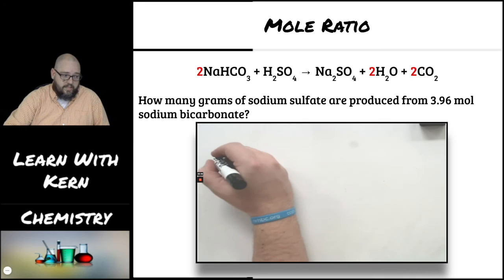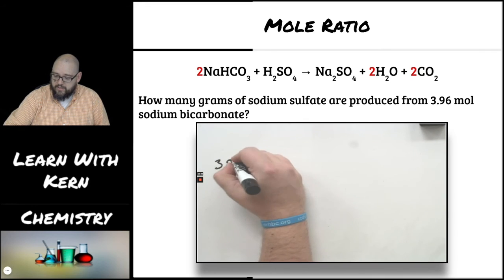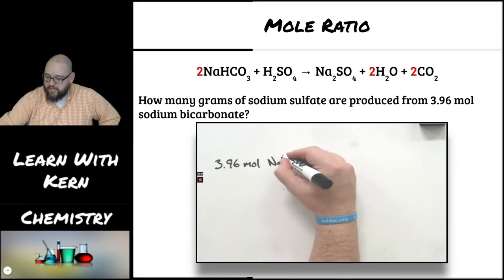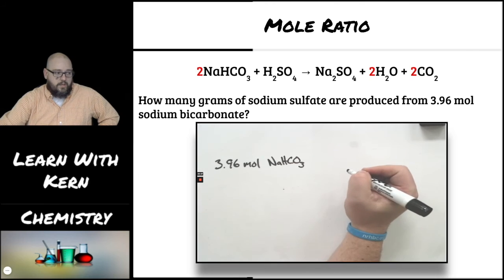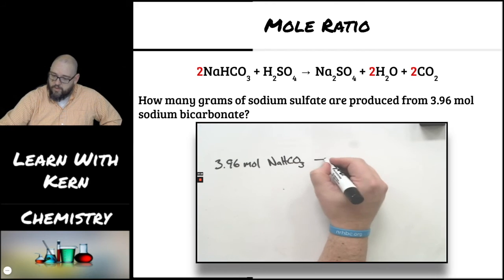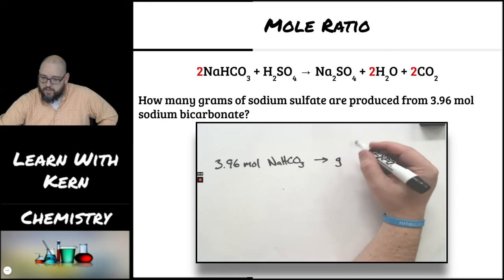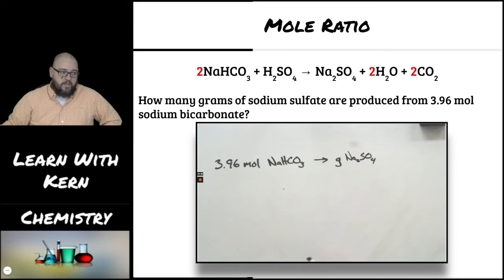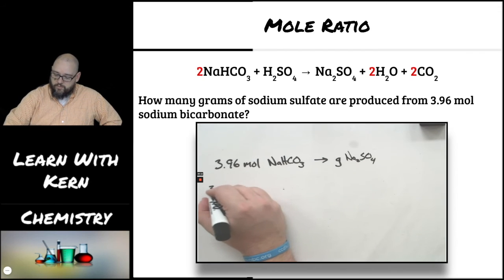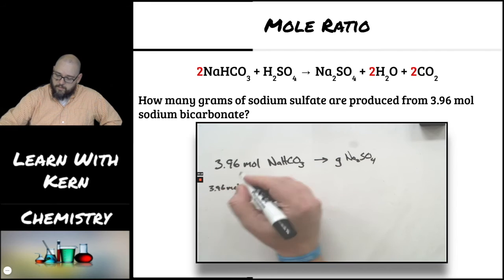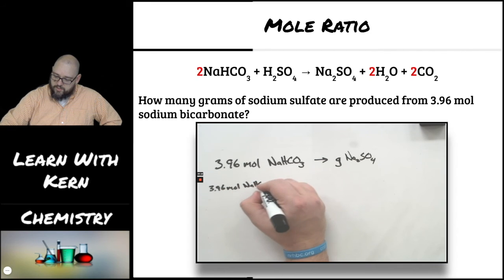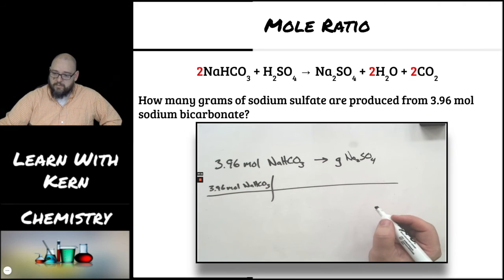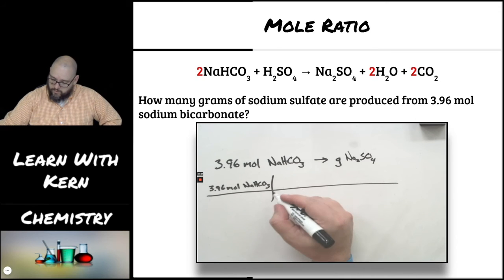So I'm going to just go ahead and go with my starting point, 3.96 moles of sodium bicarbonate, that's the NaHCO3, and I want to find out how many grams of sodium sulfate, that's the Na2SO4. So that's what I'm trying to figure out. So 3.96 moles of NaHCO3. Step 1, convert to moles. Well, it's already in moles, so I'm simply going to set up my mole ratio.